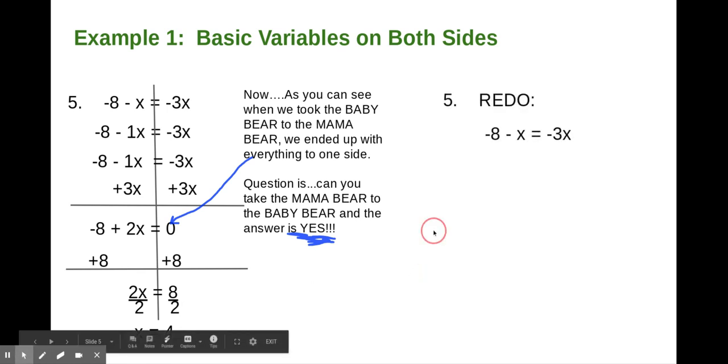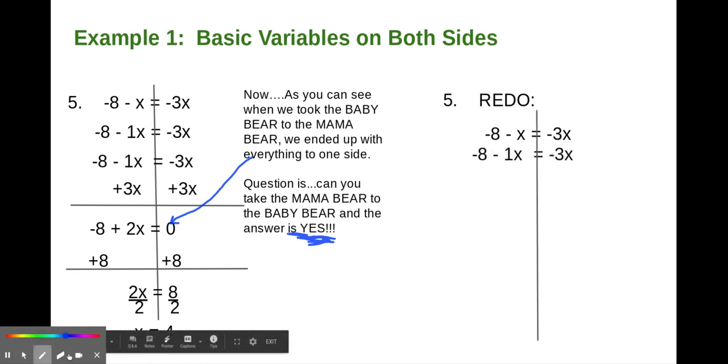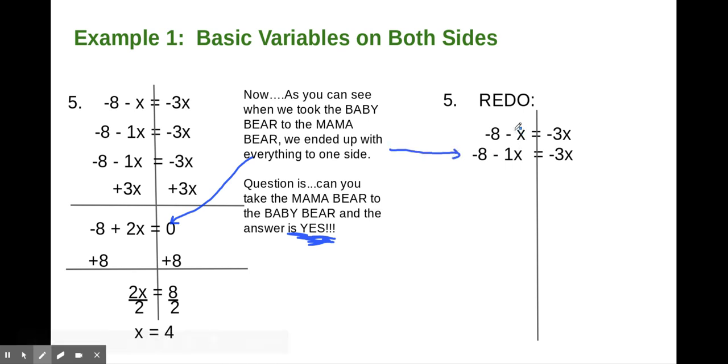So I'm going to redo that problem. And here's the equation rewritten where I wrote in the coefficient of a negative 1x here instead of just having the negative x. Okay. So again, if I look at my variable terms, I have a negative 1x and I have a negative 3x. If I look, we said in the other problem that the negative 3x was the baby bear and I took it over to the 1x. Well, let's do the opposite.